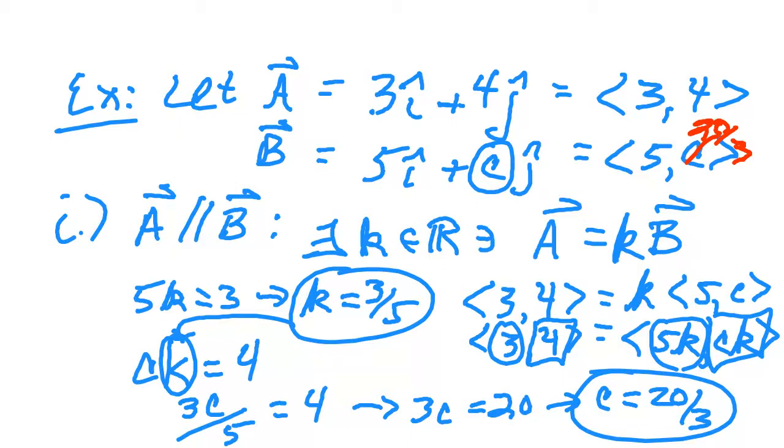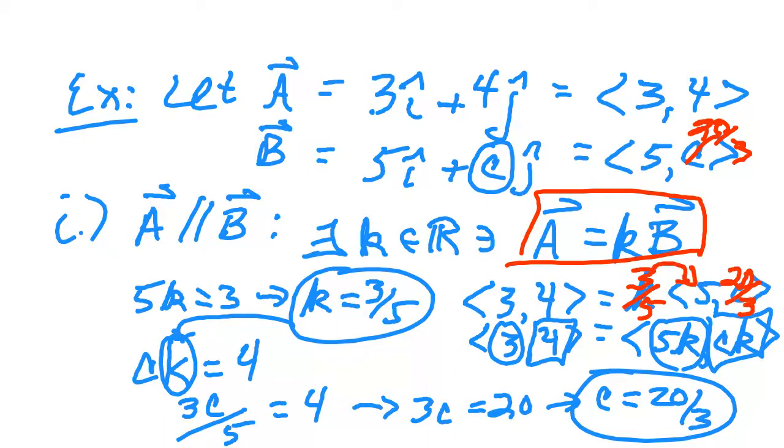Well, does 3/4 equal some constant times B? So does 3/4 equal, what did we say K was? 3/5 times 5, the vector 5c, but if this is 20/3, then I'm just going to multiply this out. So 3/5 times 5 does equal 3, so I get a check on that one. And then 3/5 times 20/3, the 3's cancel, 20 divided by 5 is 4, so I get a check on that. So we can check that out, and we're good to go there.